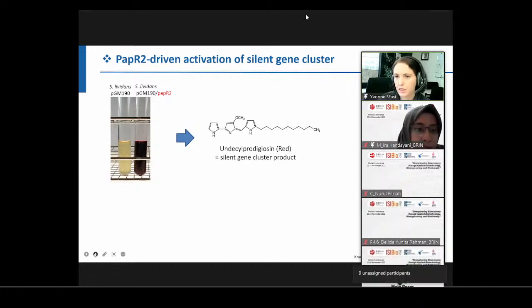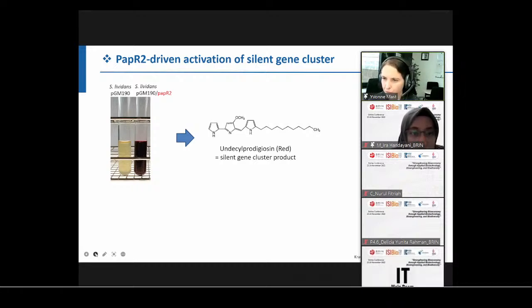And this red pigment indeed is undecylprodigiosin. And undecylprodigiosin is a known product from Streptomyces lividans. However, it is usually not produced in the lab, so it's encoded by a kind of silent gene cluster. And this undecylprodigiosin biosynthesis is known to be under control of a SARP subtype regulator called RedD. And this RedD shows quite high sequence homology to our PapR2 regulator, up to 55% sequence homology.